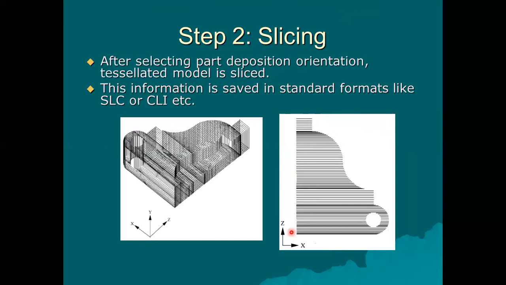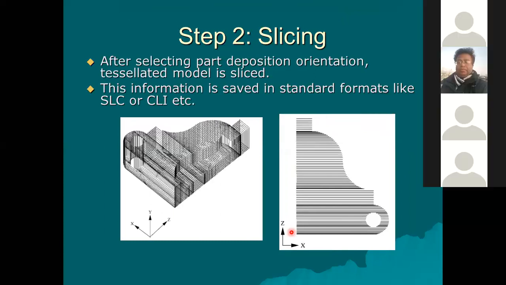Now I have moved to the next slide. I move quickly to step 2, slicing. So in slicing, what do we do? We try to slice the component. There's an STL file, and that STL file is being intersected by horizontal planes. So here you can see there are so many horizontal planes which are cutting the STL file.